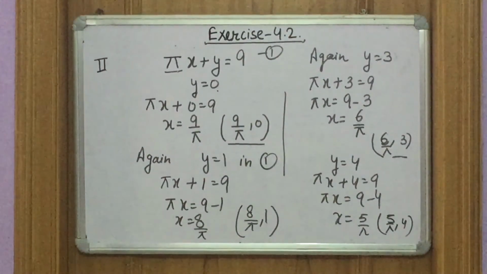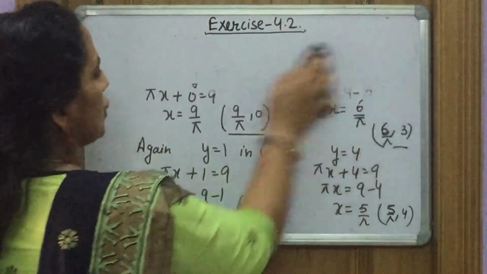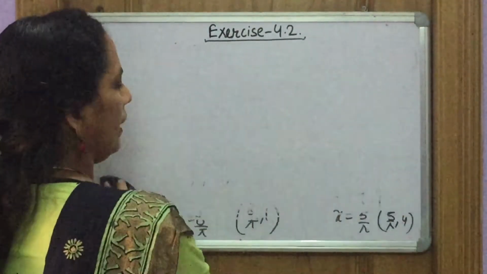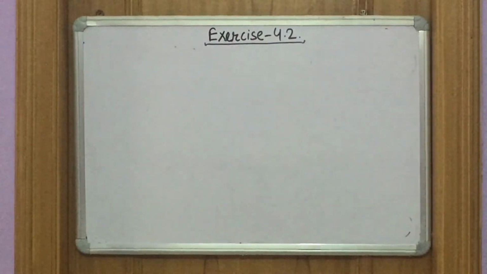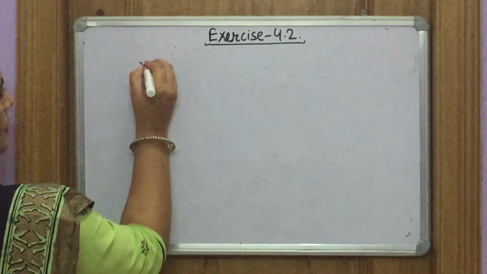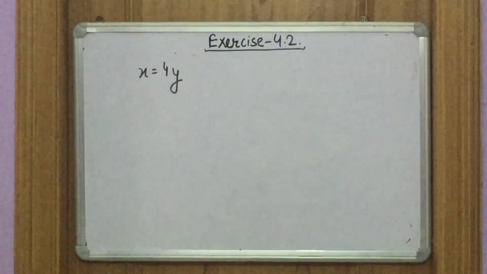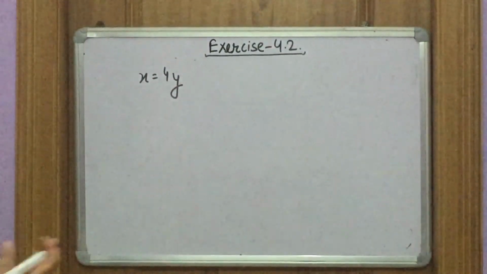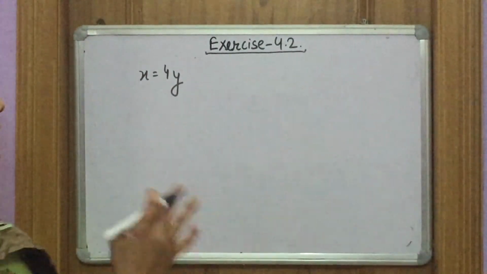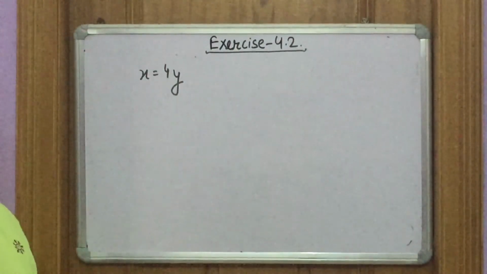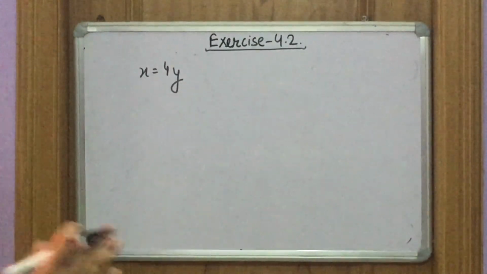In this question number second, you are given 3 equations and you have to find out the solutions of these equations. The last equation is x is equal to 4y. Very simple. The value of x is given. Just put any value of y, 0, 1, 2, 3, 4. Try to put those values which are easy to solve.